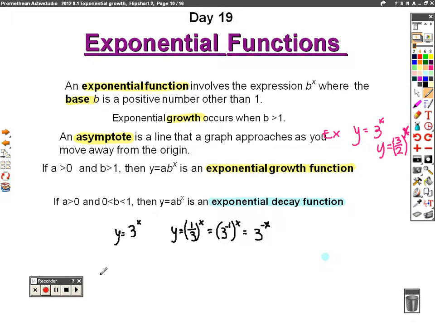Also, we can think of this as a growth function. 3 to the x power is a growth function. It looks like this. And then if I put a negative here, really what that says is this is going to be a reflection over the y-axis. So here's my y-axis. This is my growth function. If it reflects over the y-axis, then it turns into a decay function. So we need to be careful of the negative in the exponent. But in general, when we have a fraction between 0 and 1, then this is going to be a decay function. Okay.